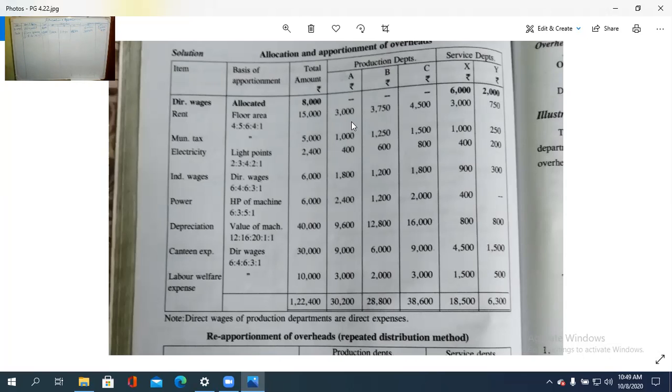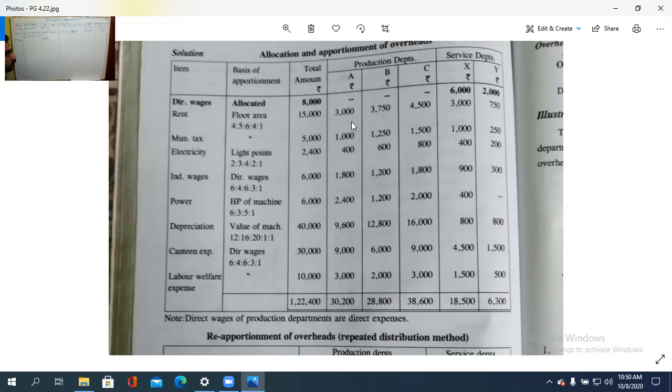Then next, what is that? Municipal tax. Tax also on what basis? Floor area. So how much is the amount? 5,000 to be apportioned among this. 4 by 20, 5 by 20, 6 by 20, 4 by 20, and 1 by 20.